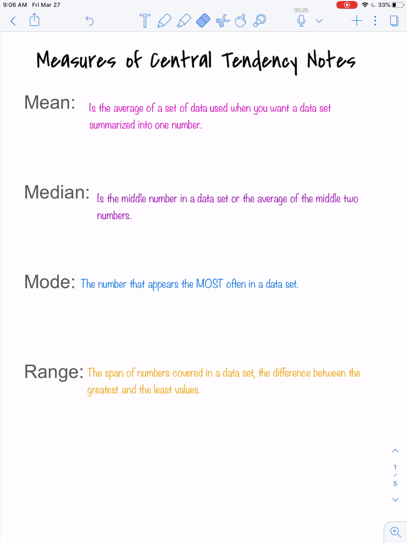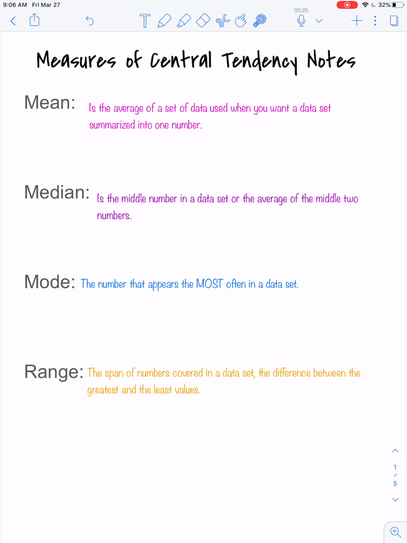Okay, today we are going to be starting our unit on data and data analysis. So we're starting this unit off by working with the measures of central tendency. The measures of central tendency include the mean, median, mode, and range. If you need to write down these definitions, make sure you pause the video now and do so.